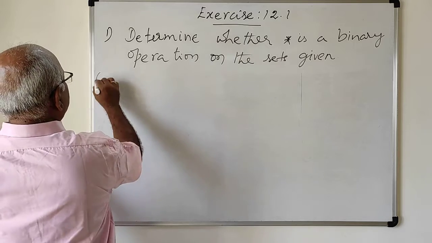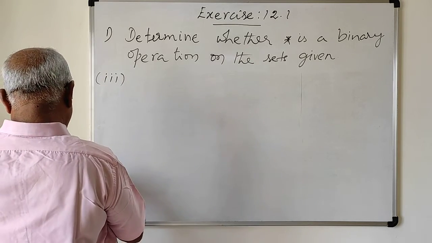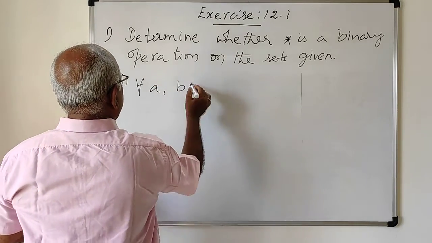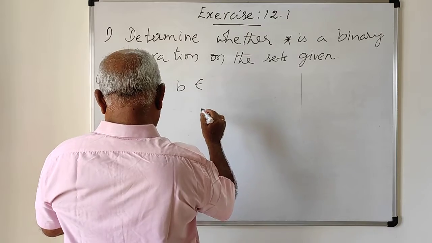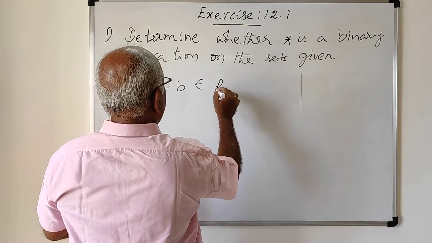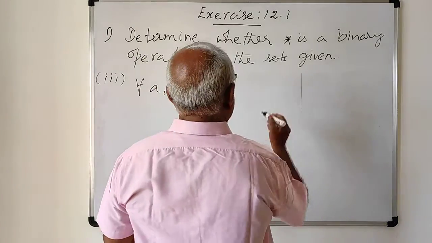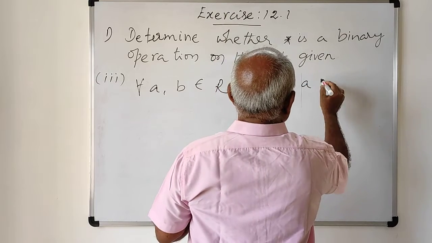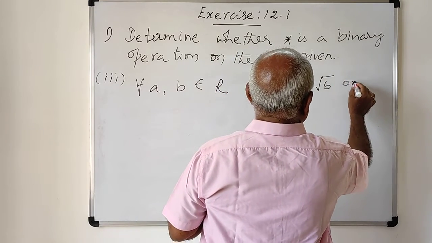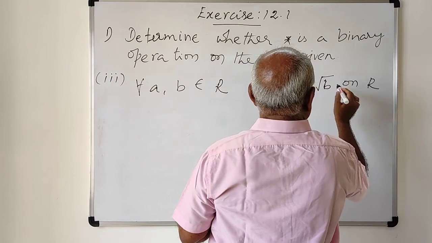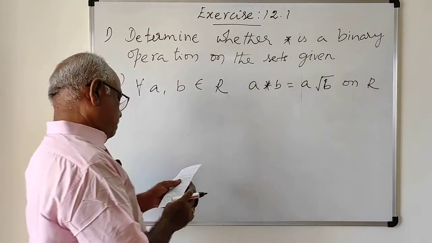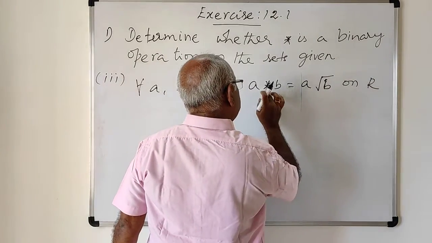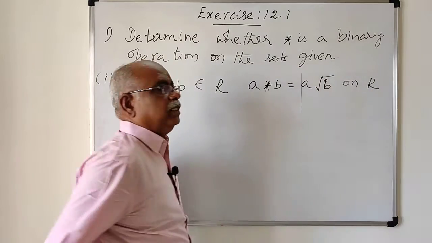Third problem is for every A comma B belongs to the real number set R, A star B is defined by A into square root of B on the set R. Is the operation star binary on the set R? We have to check it.